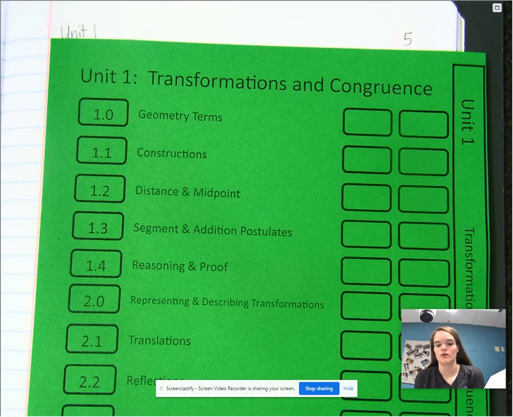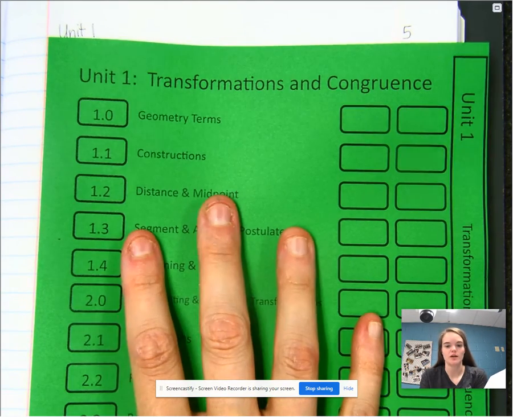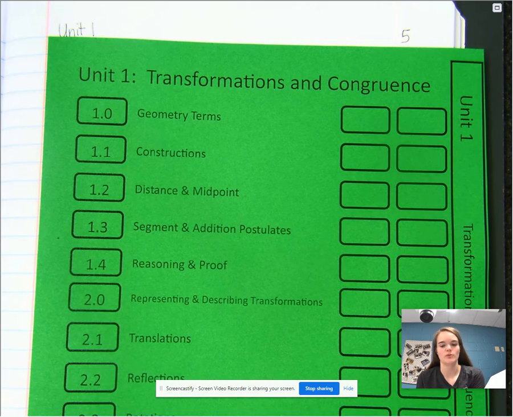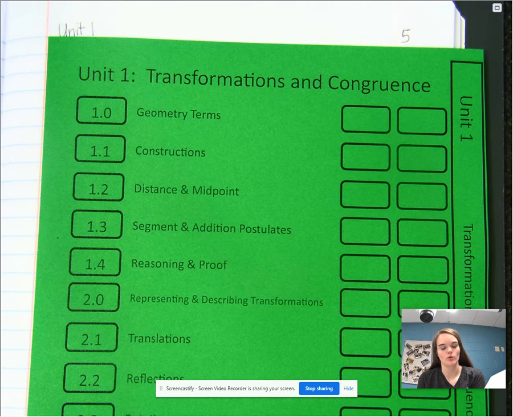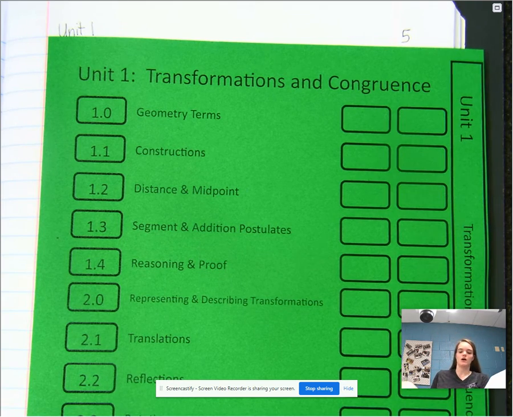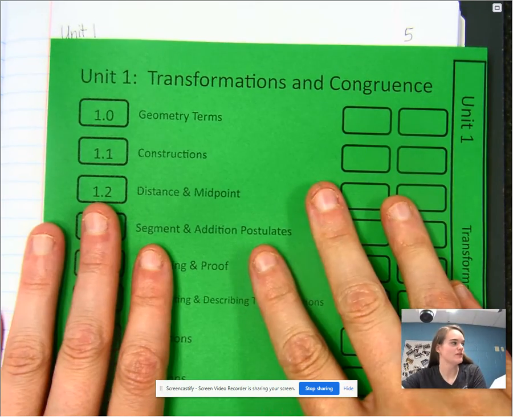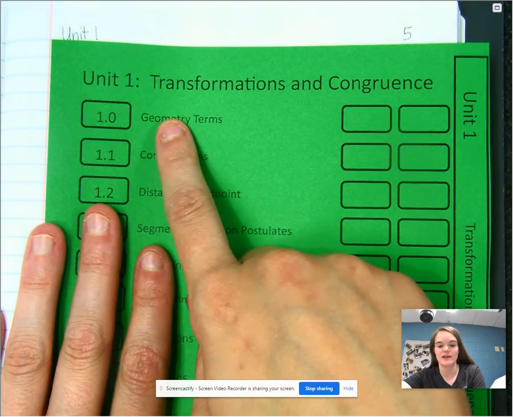Those of you that have got your notebook all set up, we're ready to go, starting with geometry terms today. Something that's very important in geometry is to make sure you understand what things are called and what things mean in order for you to understand what's going on in this class. Just to let you know, I've got this open to the tab. We're going to do geometry terms today.